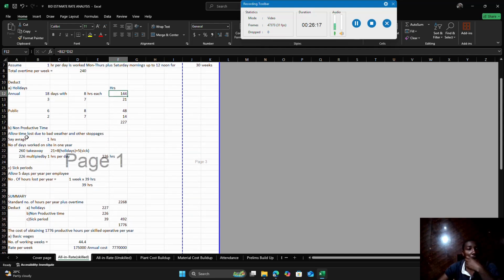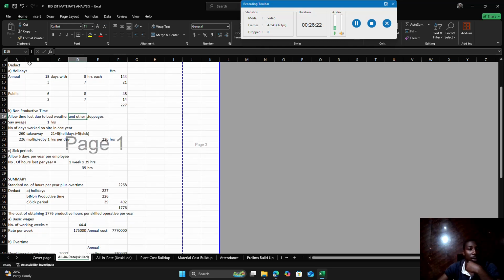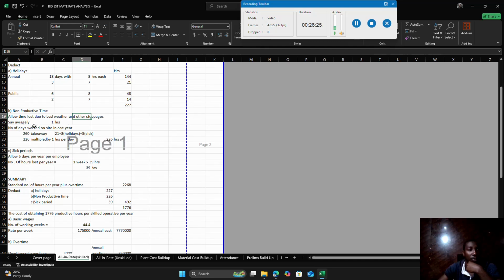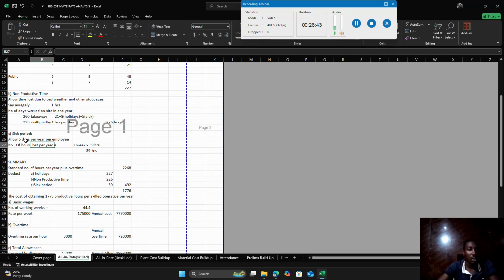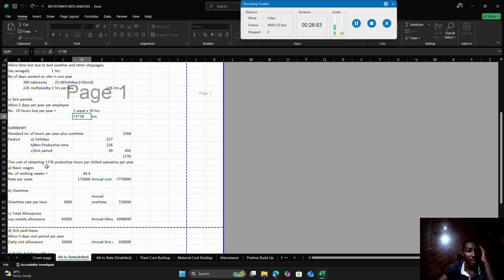Then non-productive time, allowing for lost time due to bad weather and other stoppages. Say on average 1 hour. The number of days worked on site in 1 year, we have 260 days. So we shall take away the holidays and sick leaves and all that. Then we shall have overtime as well, which gives us 226 hours. Then sick periods, allow 5 days for each employee when they are sick, so that gives us 39 hours. And then we proceed and look at the summary now.